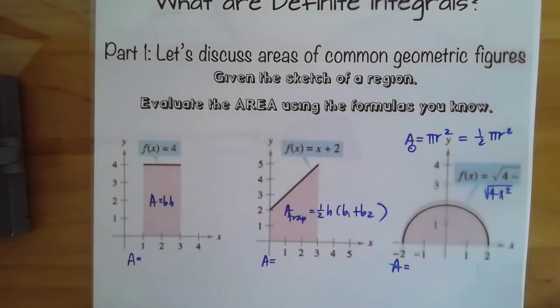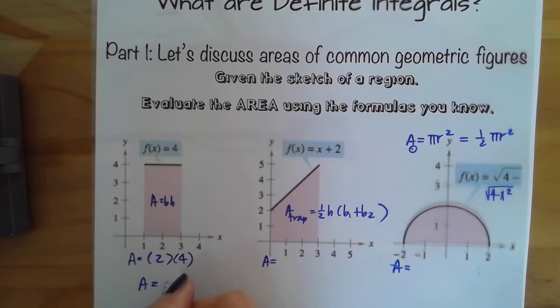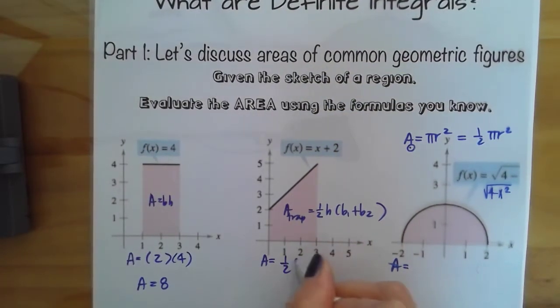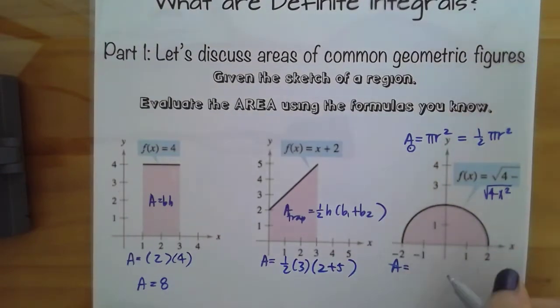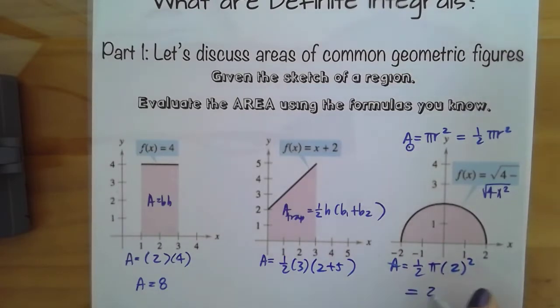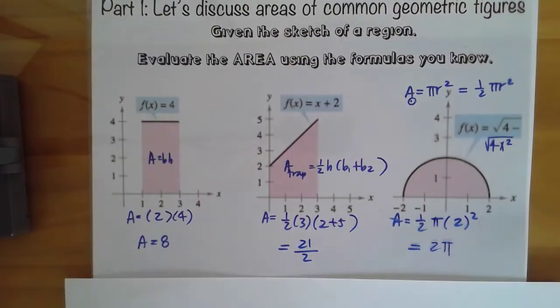And what did you get for the area? Did you get something like 2 times 4, so area equals 8? Did you get area equals half times height 3, times 2 plus 5? For the circle, did you get half pi, and the radius was 2, so 2 squared? So did you get something like 2 pi? If you simplify the trapezoid, you get 21 over 2.